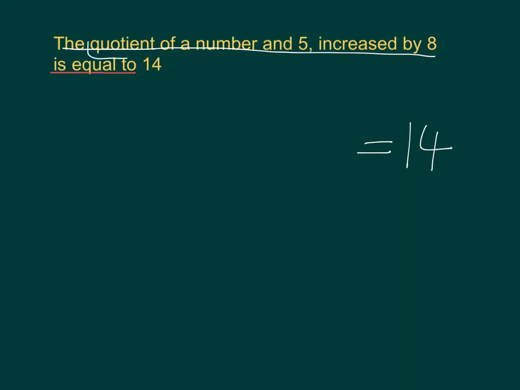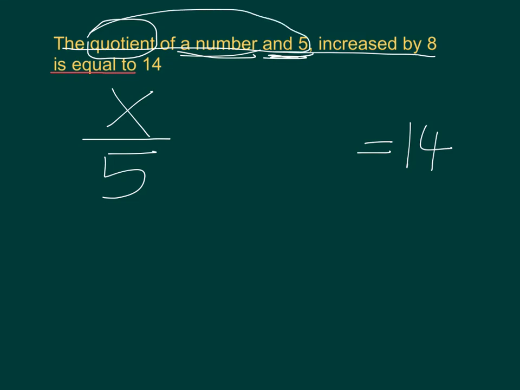The quotient of a number, we learned before, is division. So let's write our little division line. What's on top? A number. Don't know what that number is, so I'm just going to put a variable up there. And 5, so 5 goes on the bottom. And that is the quotient of a number and 5.